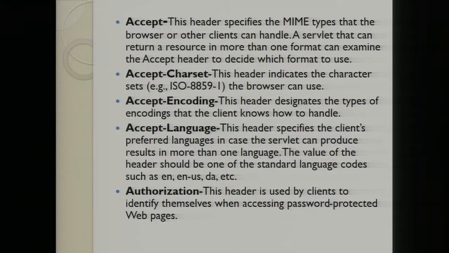Then accept encoding. What is encoding? This header designates the types of encodings that the client knows how to handle. Encoding, in the sense, you might have already gone through the compressions made for a particular file. The zip file is there, the RAR file is there, and different types of compressions can be done on that particular format.